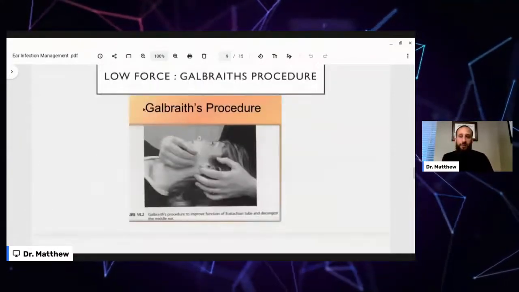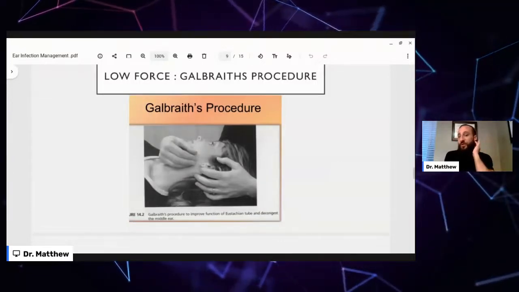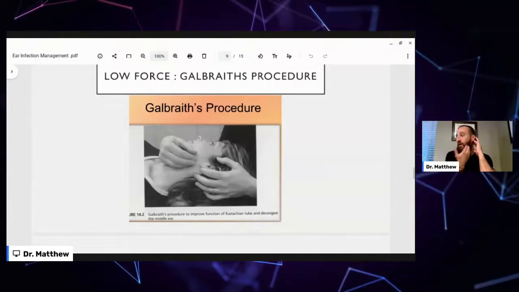So this is the Galbreath technique. This is what it looks like. Again, holding the individual's temporal bone or their ear and then pulling down onto their jaw.